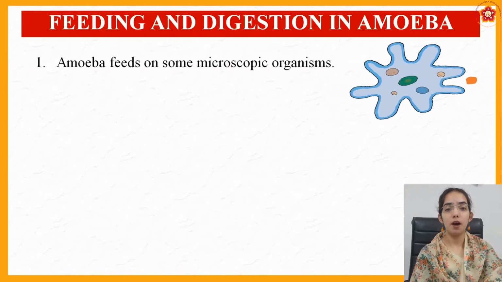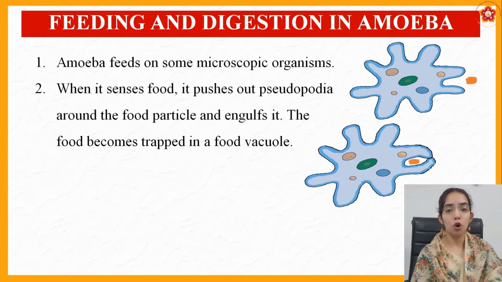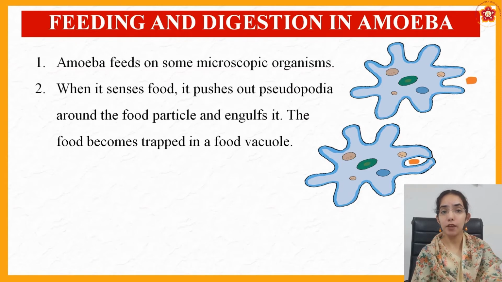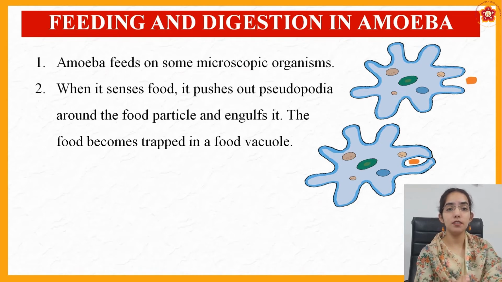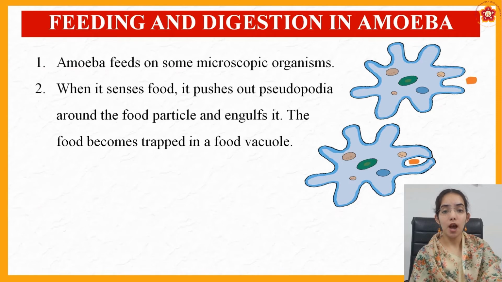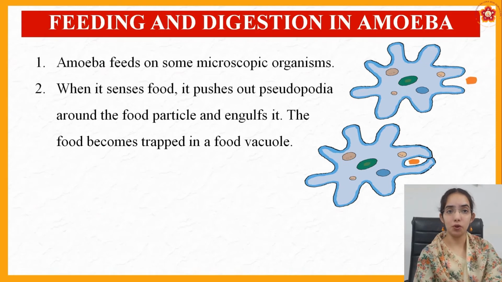As amoeba sees some food around it, whenever it will sense the food, it will push out its pseudopodia. As you can see in the second figure, it has pushed out its pseudopodia around the food particle, and it will engulf that food particle through its pseudopodia, and now a food vacuole has been created.